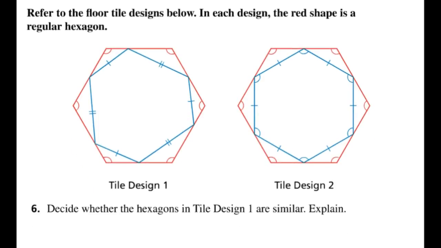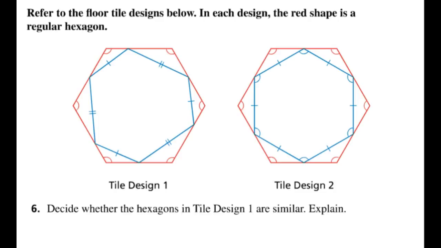So now I want you to go ahead and try these and see what you think. The red shape, remember, is a regular hexagon. That means all of the side lengths and all of the angles are the same. So go ahead and see what you can come up with for these monitoring progress.